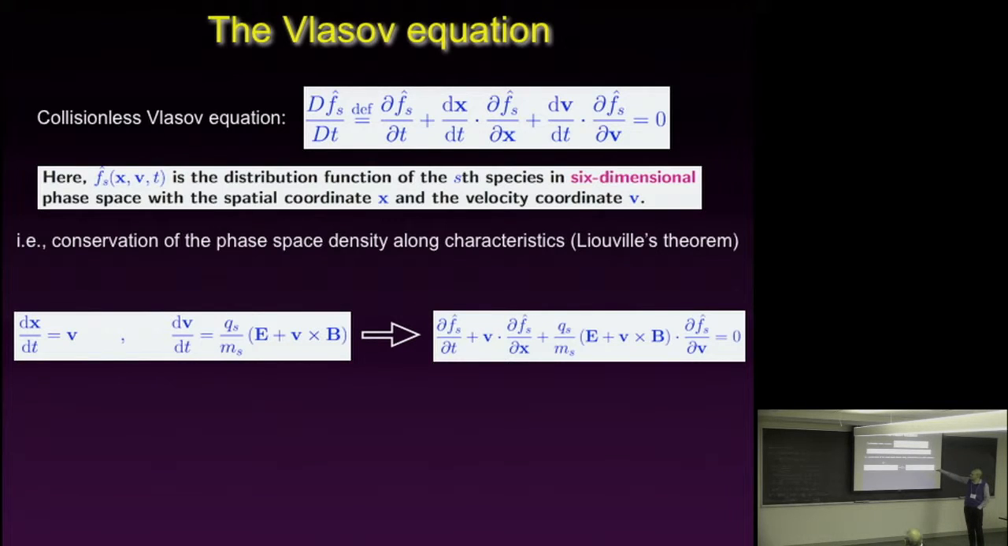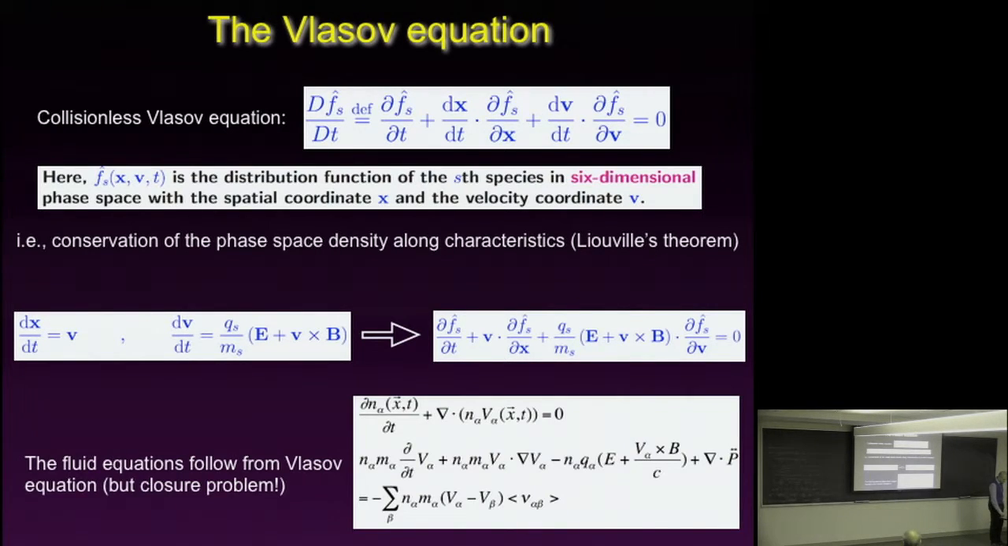And the derivative of the velocity over time, in this case, I'm assuming the particles are non-relativistic, but this assumption will actually be relaxed afterwards, is equal to the Lorentz force. Electric and magnetic fields act on the particles, the dv/dt is coming from the interaction with the magnetic fields, and you plug that in here, and you obtain this equation for the six-dimensional phase space density, which is the Vlasov equation. And from the Vlasov equation, you can actually derive all of the fluid equations that you're probably familiar with.